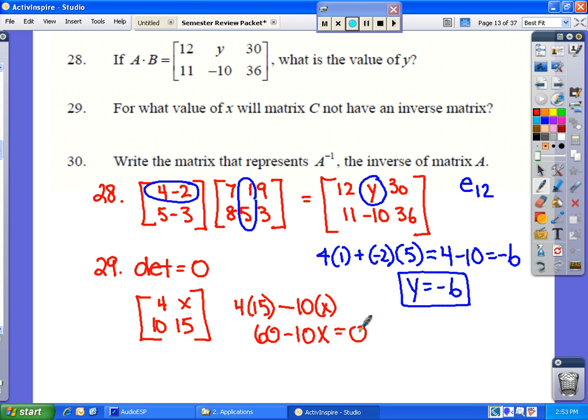Let's set that equal to 0 and solve for x. Adding 10x to both sides, we get 60 equals 10x, and then divide both sides by 10, and x is equal to 6. For the value x equals 6, this matrix will be singular, which means that its determinant will be 0, and it will not have an inverse.